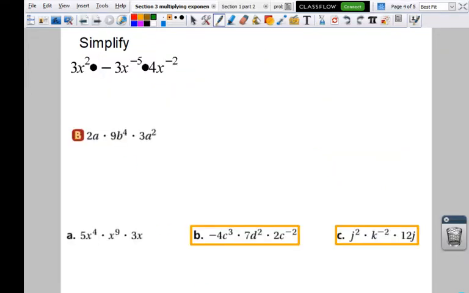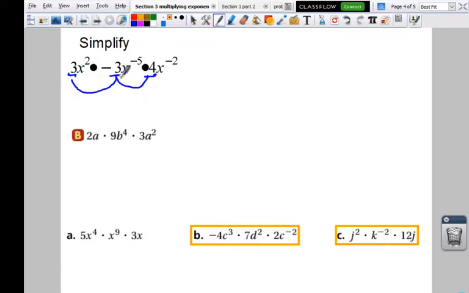Okay, let's try a couple more. So let's look at this first one. I have 3x squared times negative 3x to the negative 5 times 4x to the negative 2. On this one, I've got more than 2 things, right? But it works the same way. So I have a 3 out in front. I have a negative 3 out in front. I have a 4 out in front. These are all regular numbers, right? So we're just going to multiply all 3 of these together.